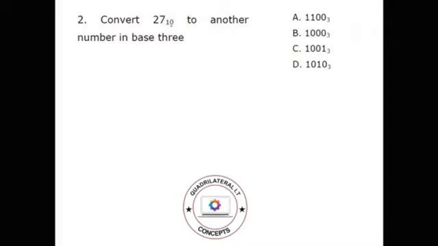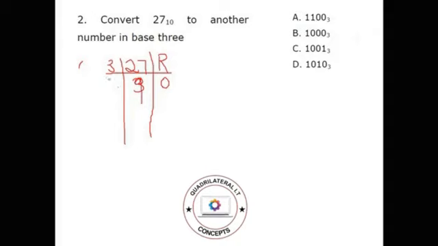Now, the next question says, convert 27 base 10 to a number in base 3. We are asked to convert 27 base 10 to a number in base 3. And how do we do that? We are going to use the division method. So we are going to write 27 here, then divide by 3, and write the remainder here. So 3 in 27, we have 9, remainder of 0.